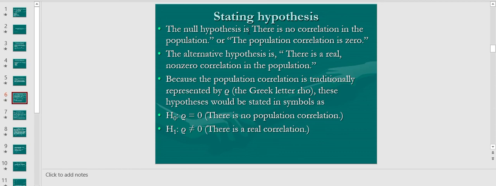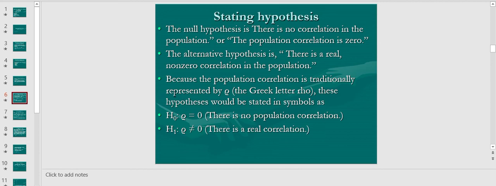So the first step, as we have learned earlier, is stating the hypothesis. These hypotheses are about the population. The null hypothesis, as we know, states that there is no correlation in the population, or the population correlation is zero. Obviously, the alternative hypothesis is the alternative of the null hypothesis, stating that there is a real non-zero correlation in the population.